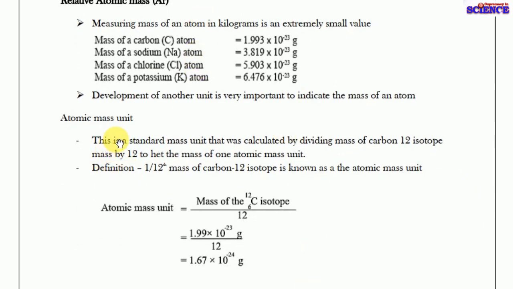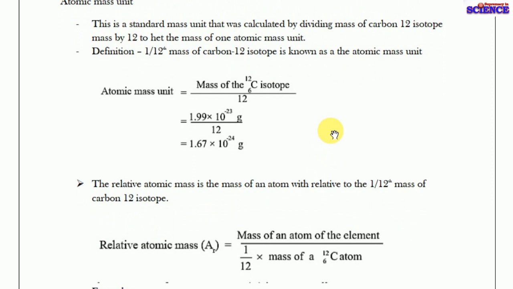Right. Assume that you want to measure the mass of an atom, but not in gram scale, because if you measure it in gram scale, it is very tiny. We have to develop another unit. So how they developed this is mentioned here. So let's see this. I'll explain it as an example.